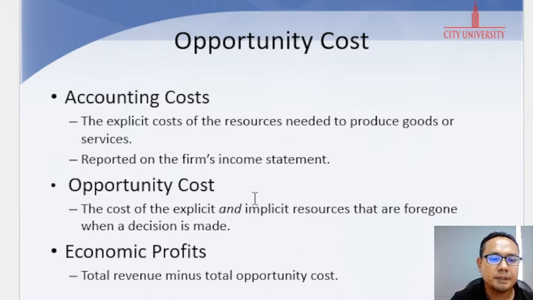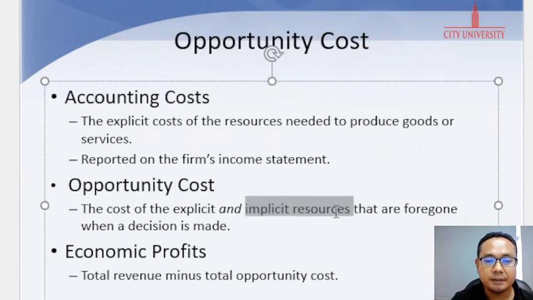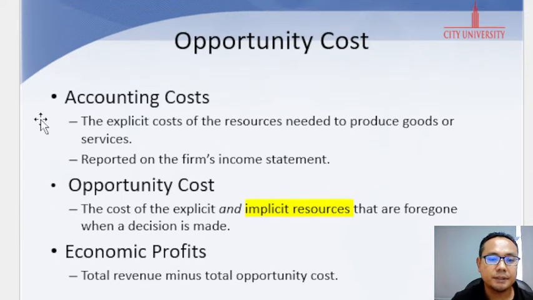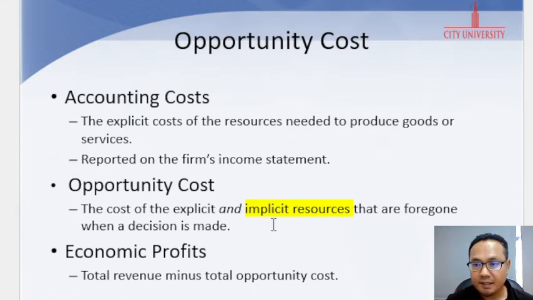And opportunity cost is the cost of explicit and implicit resources. So this is something maybe different, something we can see compared to accounting profit. The implicit resources are sometimes quite difficult for you to decide, that are foregone when a decision is made. So that's again maybe an artifact of scarcity. And then economic profit is total revenue minus total opportunity cost.